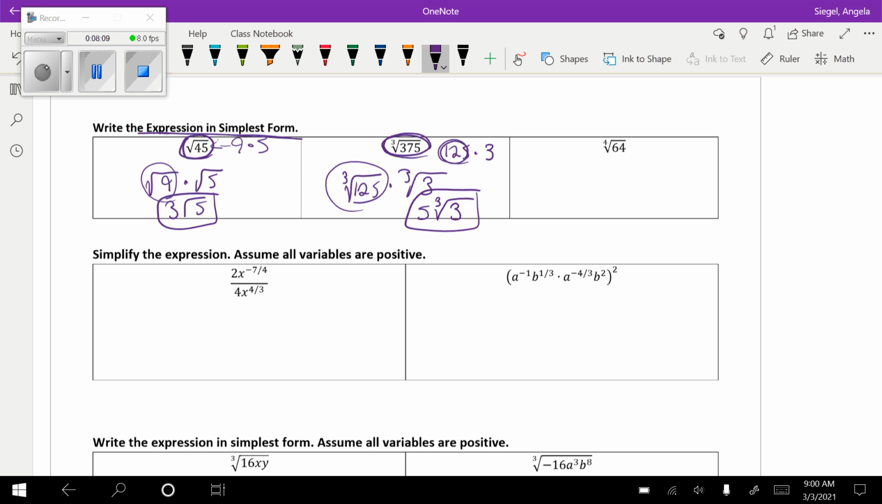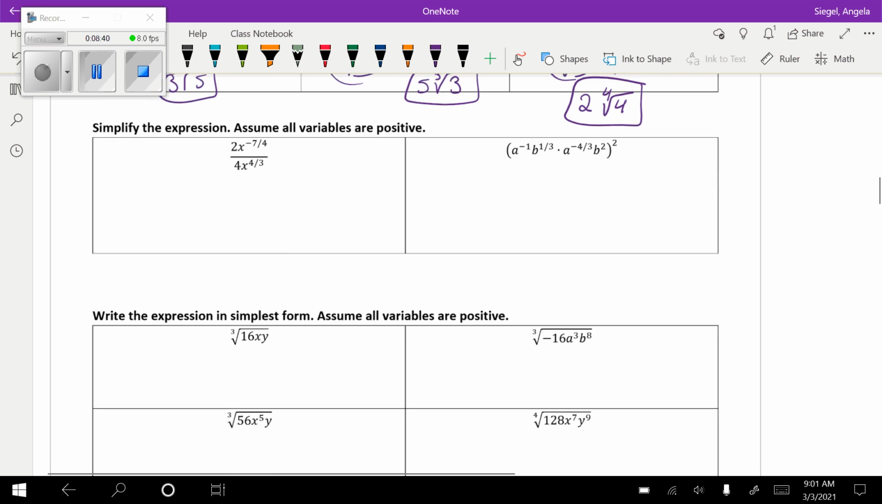Okay, this one, same thing. So we're going to look at that fourth list, a perfect fourth, and see the biggest factor of 64 that is a perfect fourth. So you should see that 16 times 4 is 64, and 16 is a perfect fourth because the fourth root of 16 is 2. So my answer is 2 fourth root of 4.